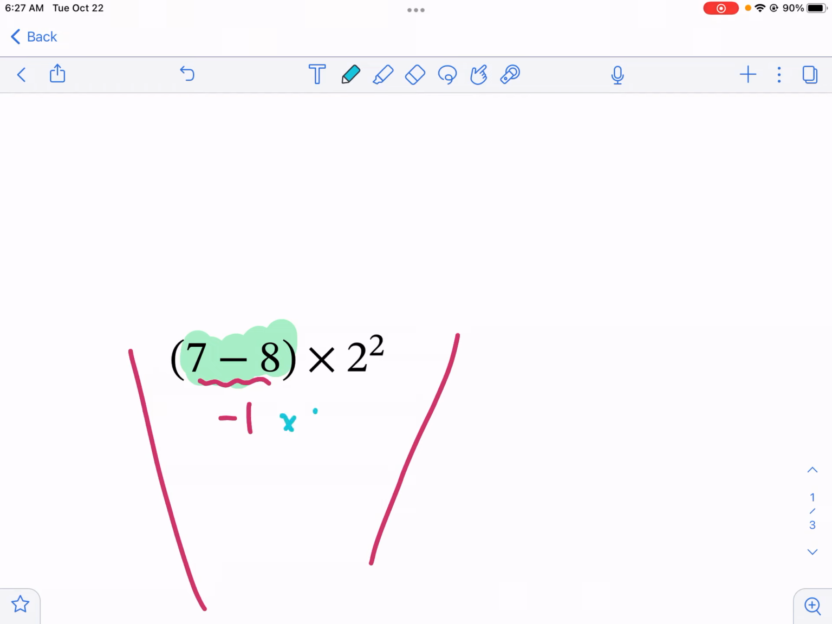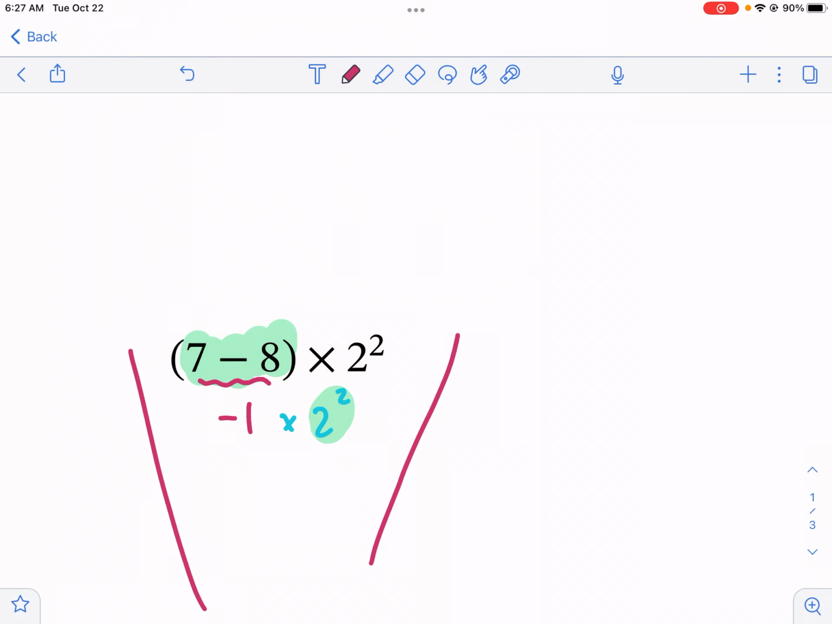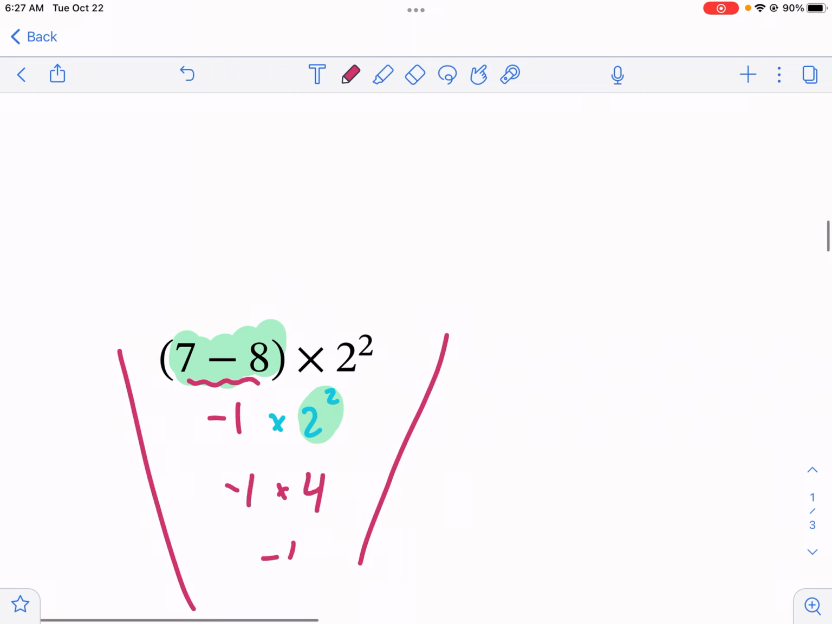So I have times 2 to the second power. Now I got to be careful here. I have nothing left in the parentheses. Now I move on to exponents, and then my next exponent is going to be right there. So that means I'm going to do 2 to the second power, 2 times 2. That gives me 4, and I still need to do that times -1. Trying to stay consistent with my colors here. It's not working. So then I have -1 times 4, and that gives me -4.